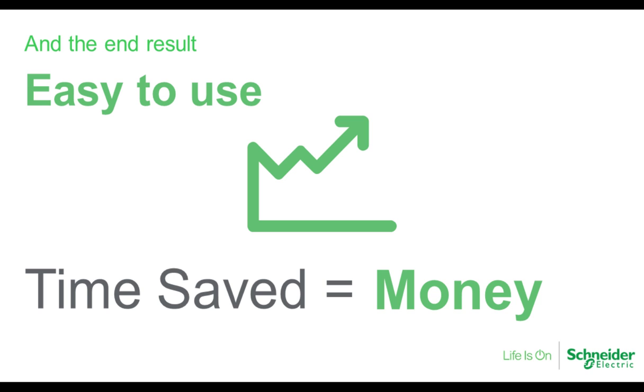So the end result of considering this is that we are looking for ways to make the machinery easy to use. So as we're designing our machines, as we're designing our processes, we may have a little bit more work to do in our design process, but we're trying to make it easier to use. And then that results in time saved, material saved, and money saved.